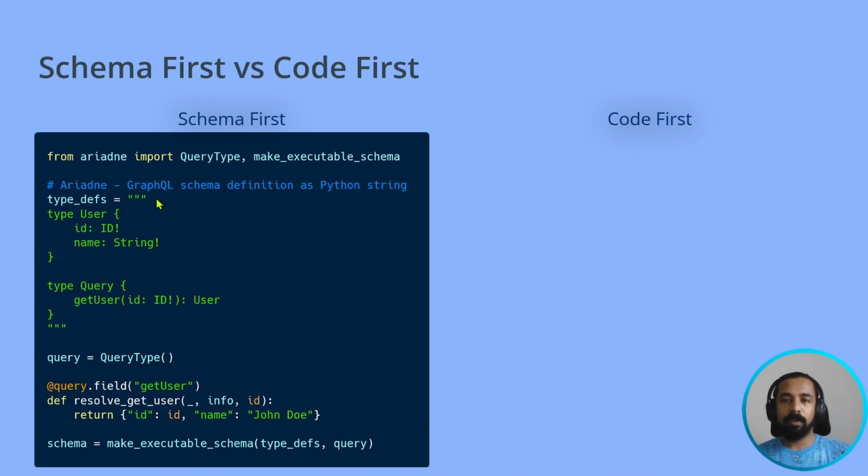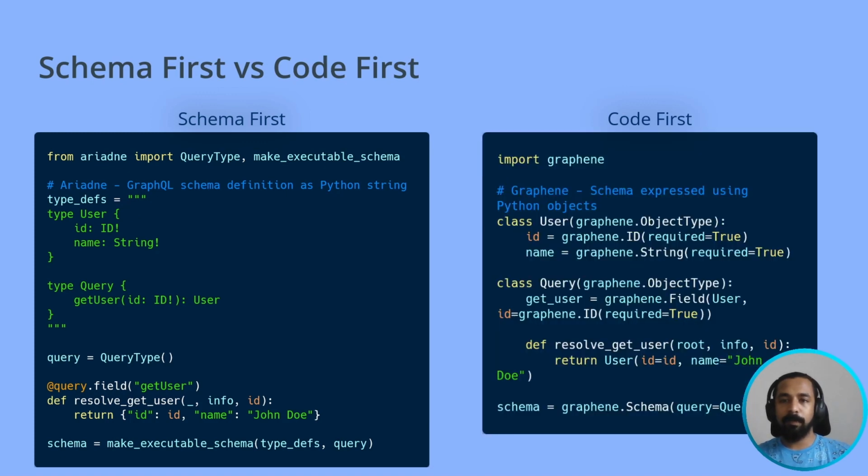Now coming to the code first solution, the code is the source of truth. Here is the corresponding API using a code first solution. This example uses the Graphene library. We can see the class User is created, which is a GraphQL type, and the fields ID and name are expressed as attributes of this class. This class inherits from the graphene.ObjectType class, which classifies it as a GraphQL object type.